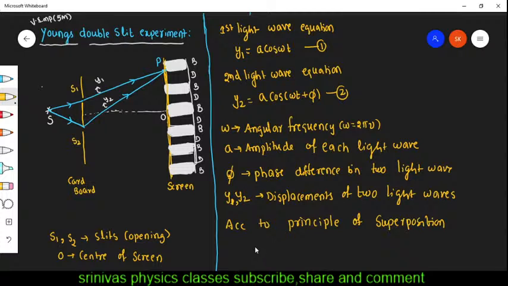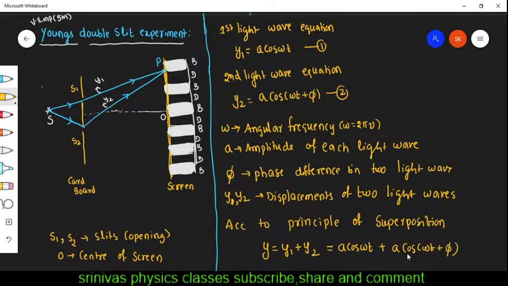Even though you have not practiced, you may not have understood a few steps. According to the principle of superposition, what equation do we write? We write y is equal to y1 plus y2, and this we substituted here. y1 is a cos omega t, and y2 is a cos of omega t plus phi.